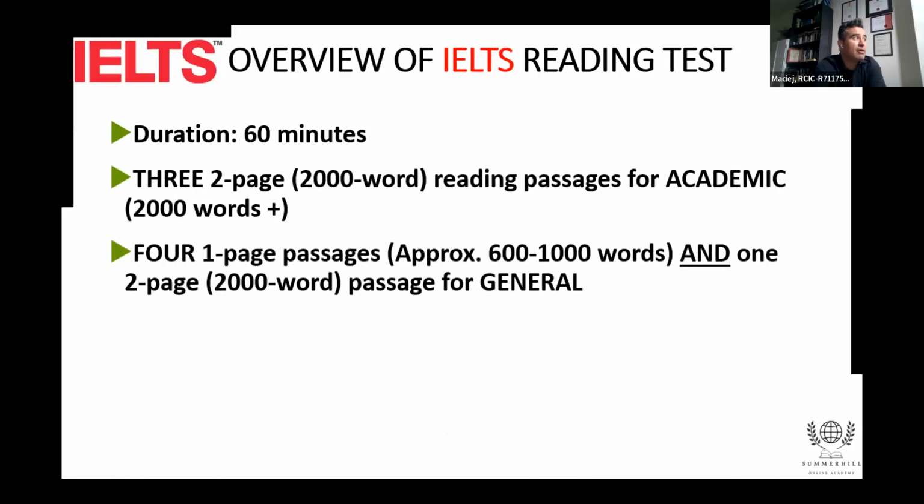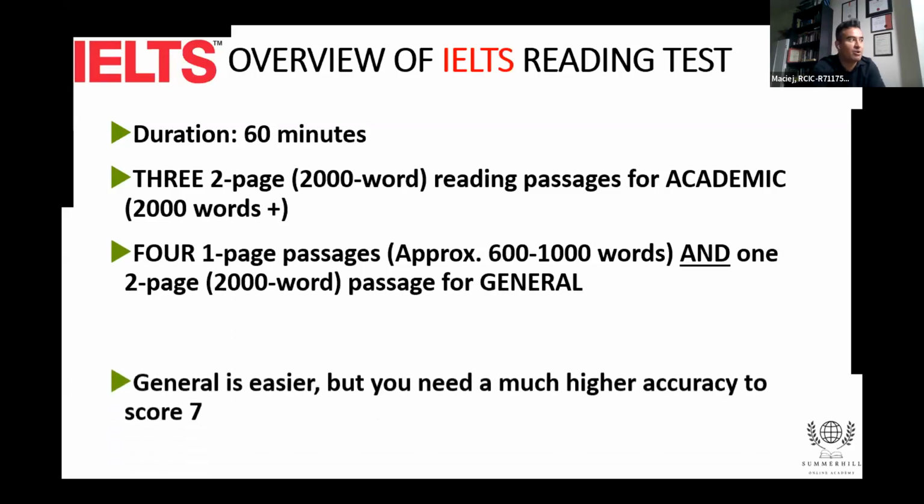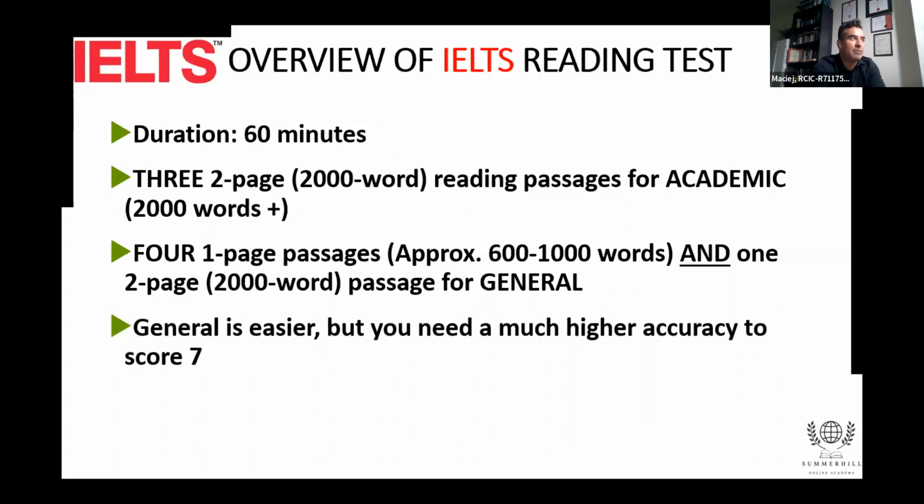So basically, it's three 2-page, 2,000 word reading passages for academic. For general, it's four 1-page passages, about 600 to 1,000 words, and one 2-page, 2,000 word passage. So a lot of words when we're talking about word counts, right? And again, the IELTS general is easier than IELTS academic, but your accuracy must be much higher. So you actually need to get 35 out of 40 to get a band 7 for general. For IELTS academic, 35 is about a band 8. So you don't need that many. So again, it's a little bit difficult, right?